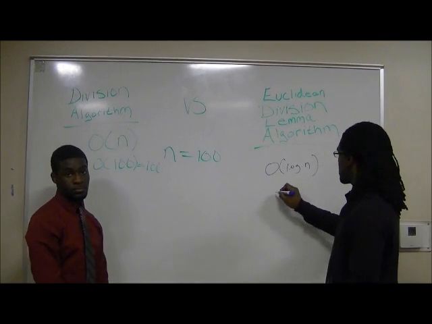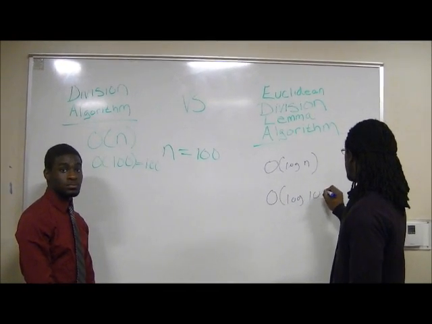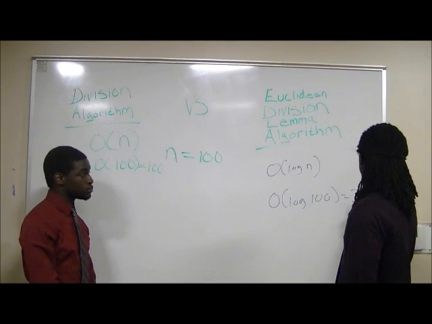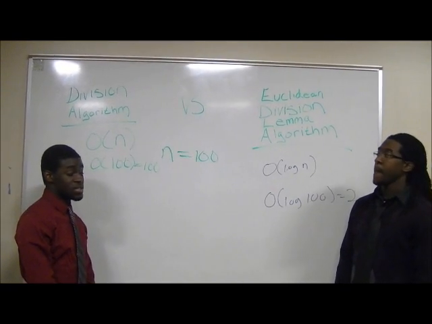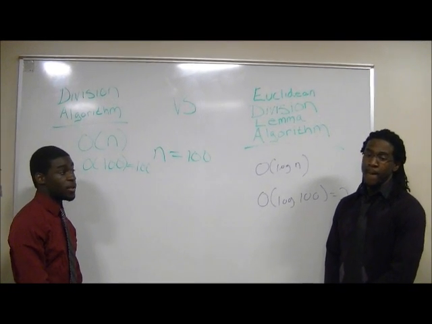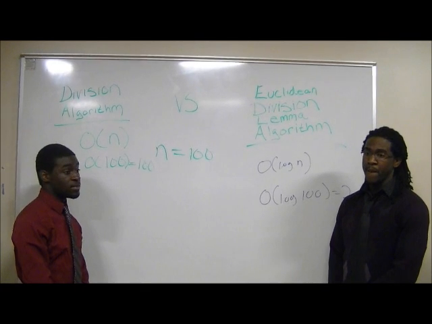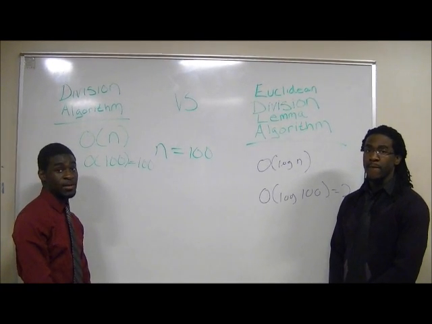And the time complexity of my algorithm will be 2. Since the Euclidean division algorithm's time complexity is smaller than the division algorithm, that means the Euclidean division algorithm's running time is faster.